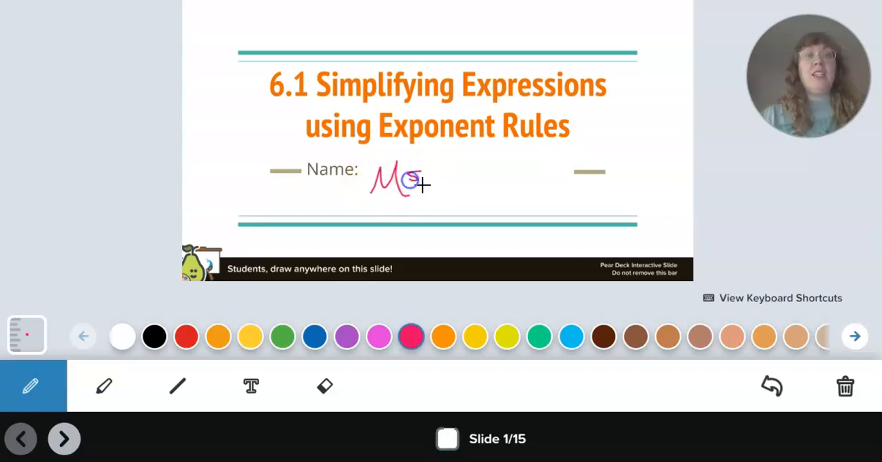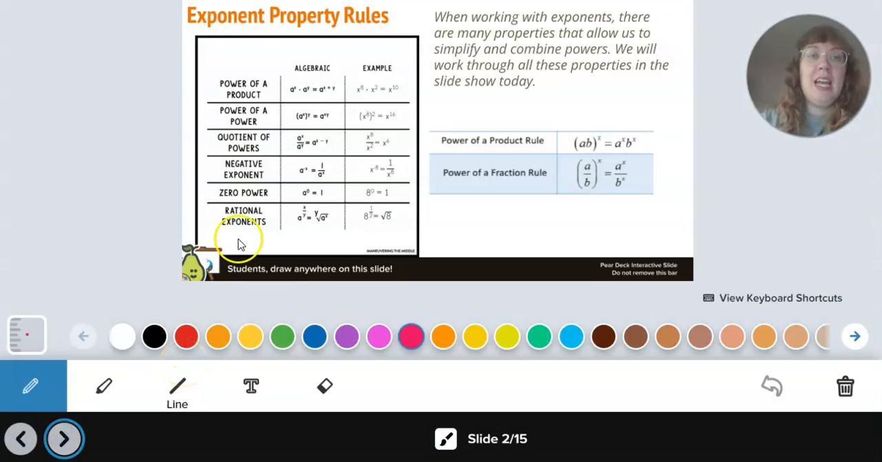We're going to start this lesson with a Peardeck, and we are in module 6 right now. And this is all going to be about polynomials, but to be comfortable with polynomials, you really want to feel confident looking at exponent properties. So we're going to do a Peardeck and a lesson all going over all these different types of exponent properties in 6.1. Push ahead to slide 2 when you're ready.